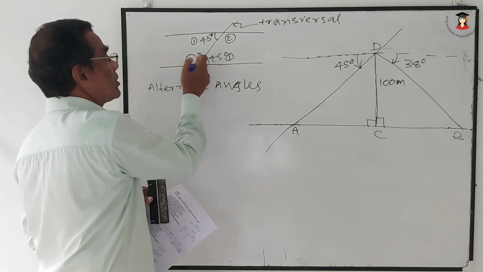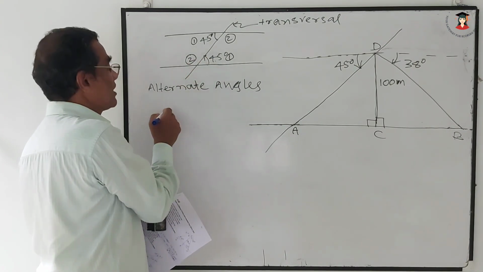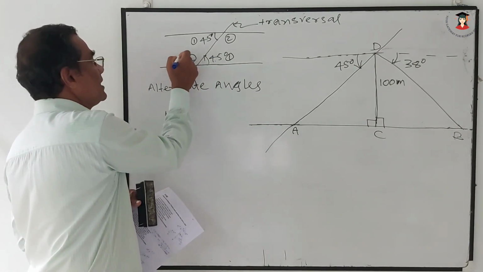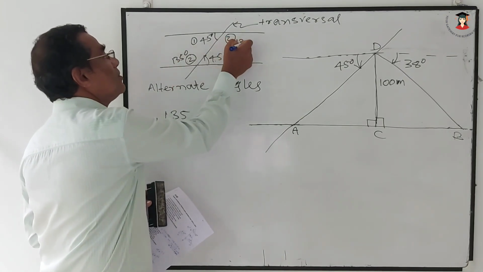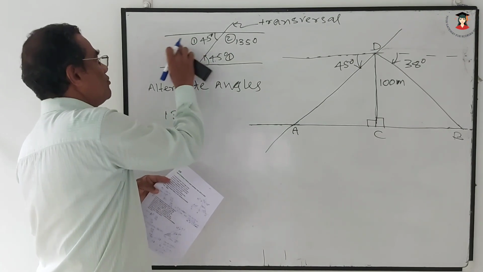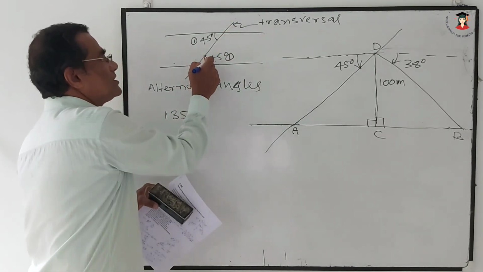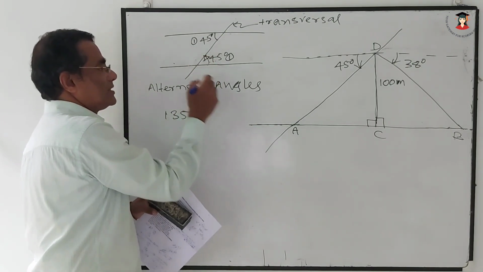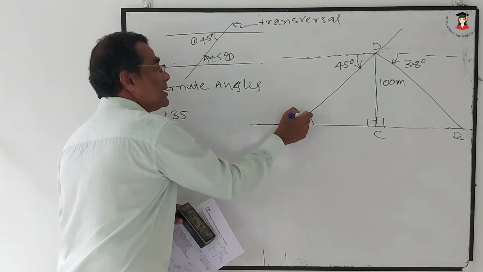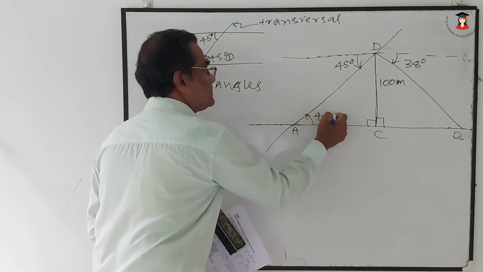What will be this? The total angle will be 180 degree. So 180 minus 45 is 135 degree. This will be 135 degree, and this will again be 135 degree. But we don't need that angle. This angle is important for us. This angle we can write here. So this is 45 degree.